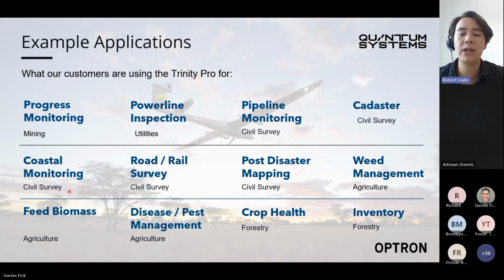And the forestry industry with crop health and inventory being a bit of a new player as well. Again, the large-scale types of projects that these guys are working on really lend themselves well to a fixed-wing platform like the Trinity Pro, and we're starting to see the adoption increase as more AI solutions and technology come along.